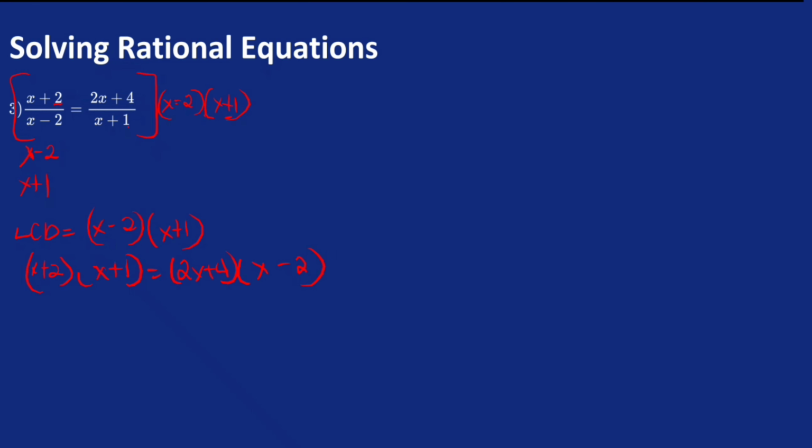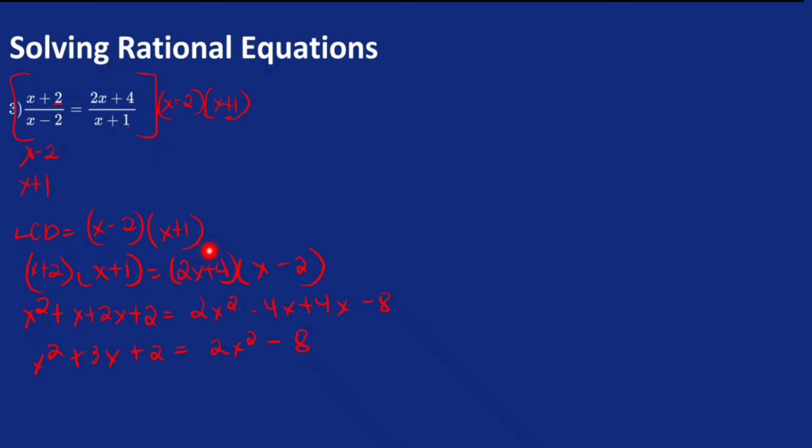After that, simplify. So x plus 2 times x plus 1 will give us x squared plus x plus 2x plus 2. And then on the other side, this will give us 2x squared minus 4x plus 4x minus 8. So simplify by combining like terms. X squared plus 3x plus 2 is equal to 2x squared minus 8.